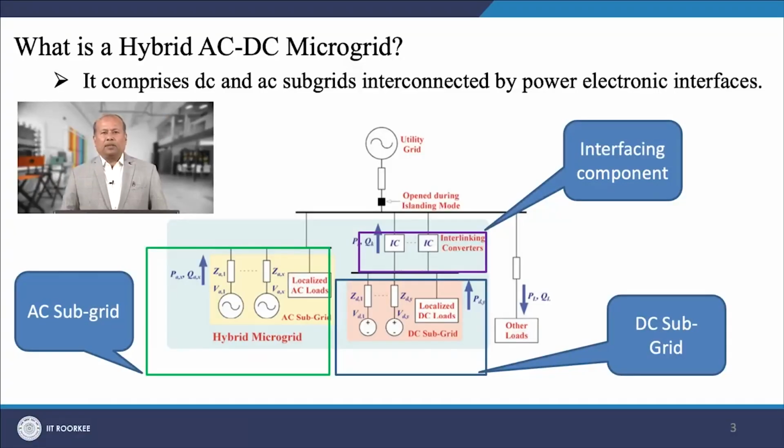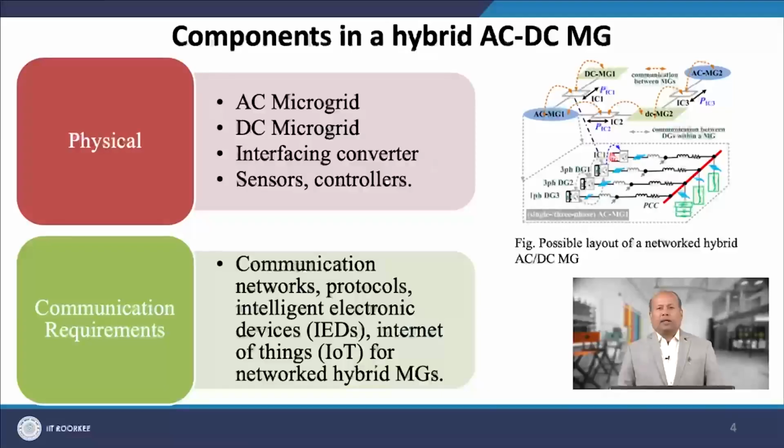The typical configuration of hybrid AC-DC microgrid is shown in the figure. The hybrid AC-DC microgrid comprises AC and DC subgrids integrated with AC and DC type sources and loads. The AC and DC subgrids are interconnected with a bidirectional interlinking converter. The components in a hybrid AC-DC microgrid are segregated as physical component and communication infrastructure.